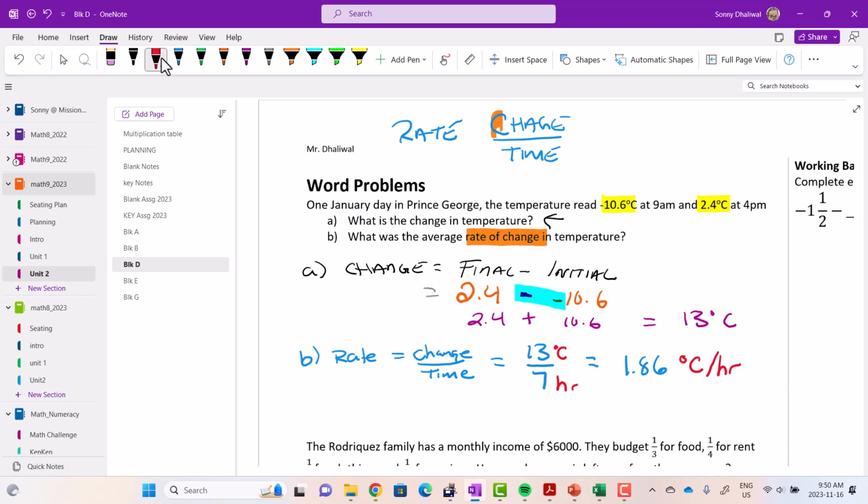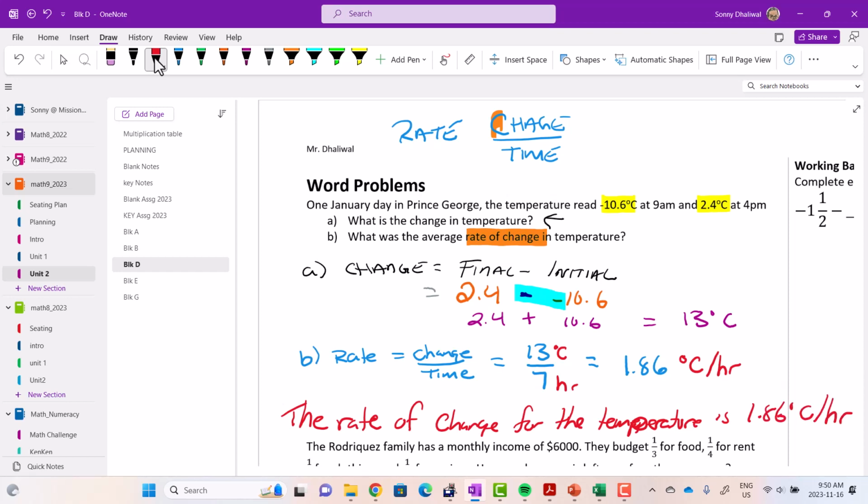So now once you have that number, you can say, how much is the temperature going to rise by in 2 hours? Well, we just doubled that. 3 hours, we tripled that. All right? You can figure that out. So you get a little sentence, right, with the word problems. The rate of change for the temperature is 1.86 degrees Celsius per hour.